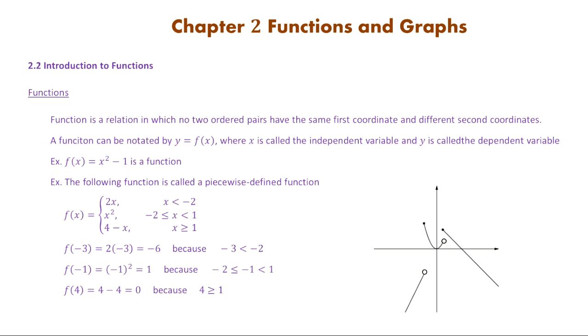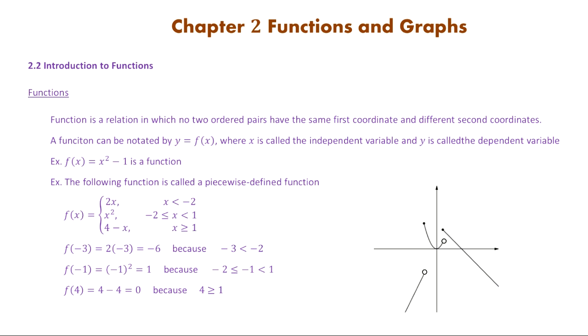So in the graph, you can see on the left part, there is a line with slope 2, right? f(x) equals 2x. So that's a straight line with slope 2. But it is a piece up to -2 for x, not including -2. So we got an open circle in here.